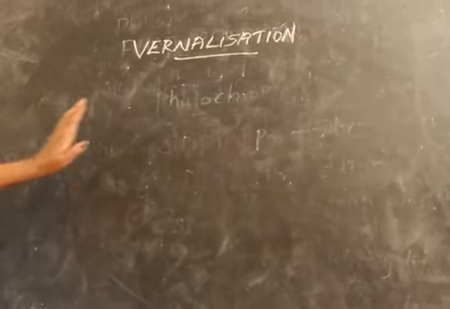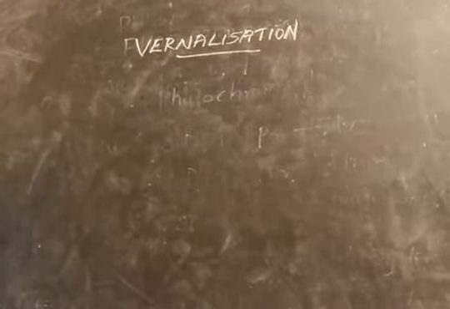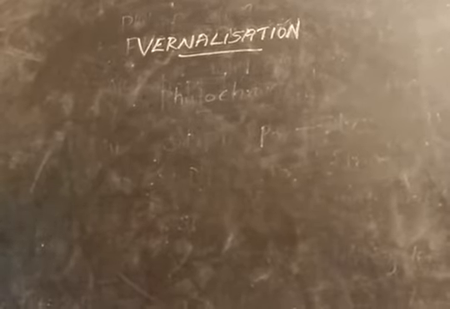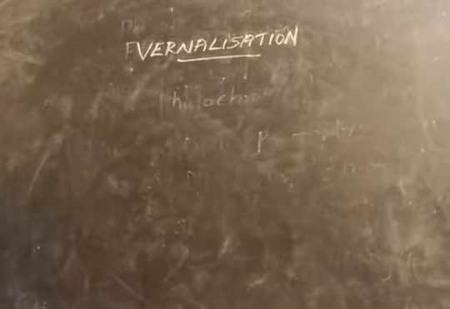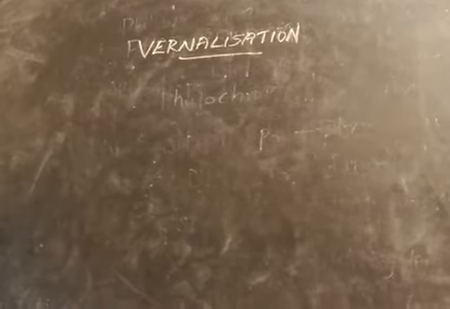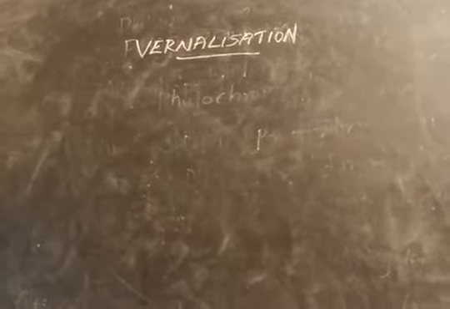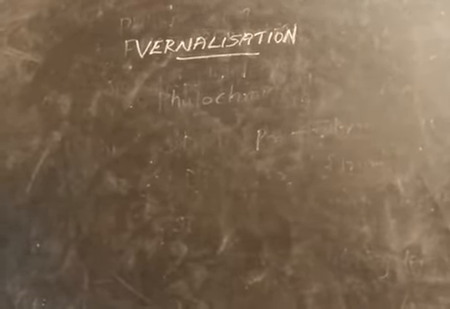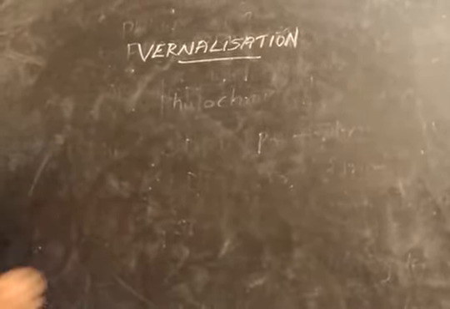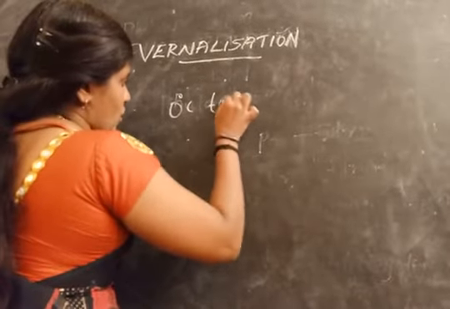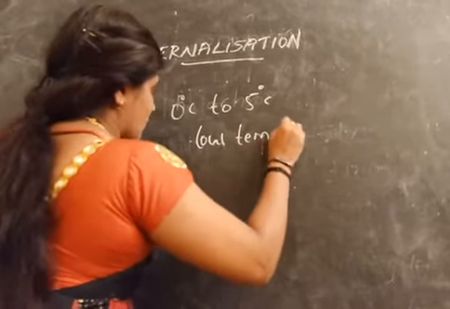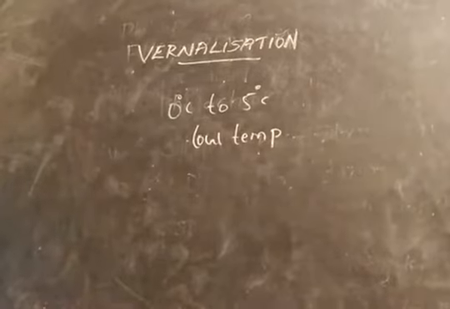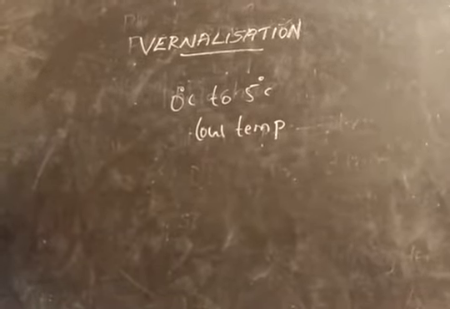Okay, then vernalization. Besides photoperiod, certain plants require a low temperature for flowering. A certain temperature is required for the induction of flowering. Many species of biennials and perennials are induced to flower by low temperature exposure, that is 0 degrees Celsius to 5 degrees Celsius. This process is called vernalization.